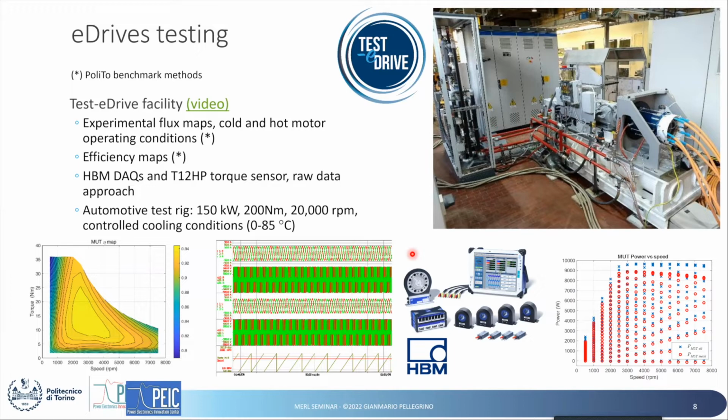We use what is called the raw data approach that HBM introduces. So it's not the power analyzer that gives you just the final result, power or power factor. We have snapshots of measurement of the waveforms, which are processed in real time or offline to produce an experimental efficiency map. This is the measurement of input and output power in the speed and torque plane.